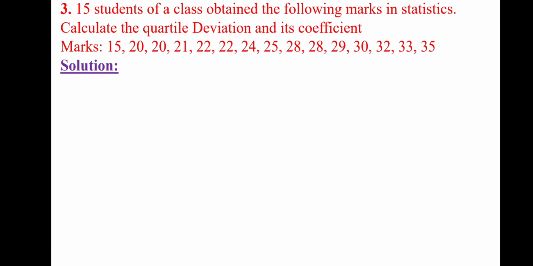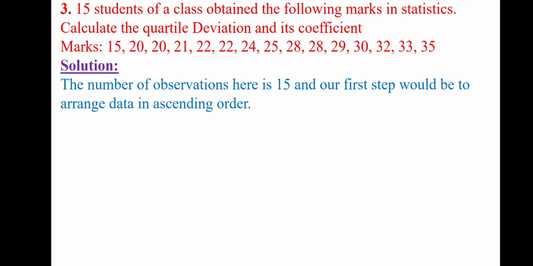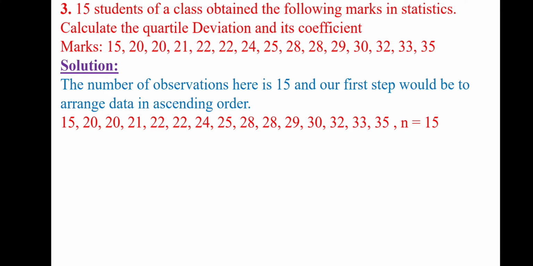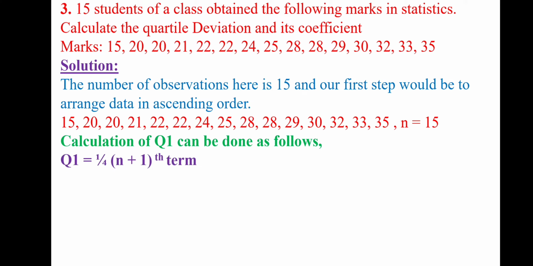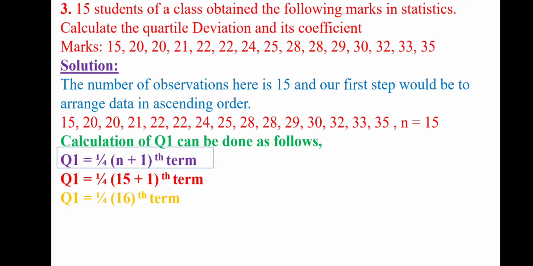Then another problem will be considered. The given observations here are 15. The first step is to arrange them in ascending order. It is already given in ascending order in the problem itself, so we need not rearrange. N equals 15, an odd number. So we follow the odd number formula, 1/4 of (n plus 1) term. 1/4 of (15 plus 1) is the 16th term, 1/4 of 16 is the 4th term. The 4th term here is 21. So Q1 is 21.